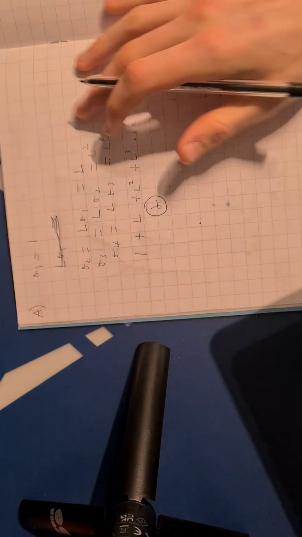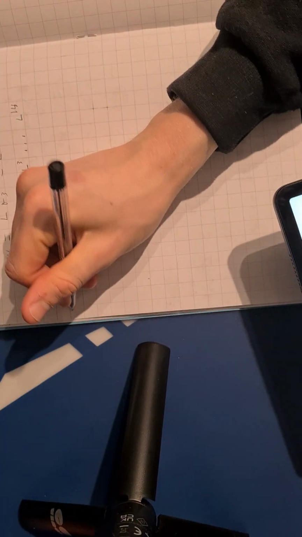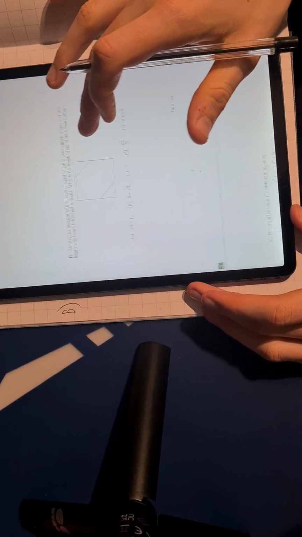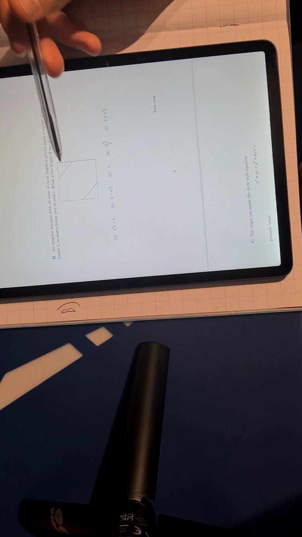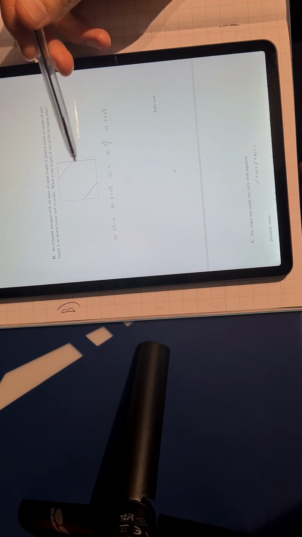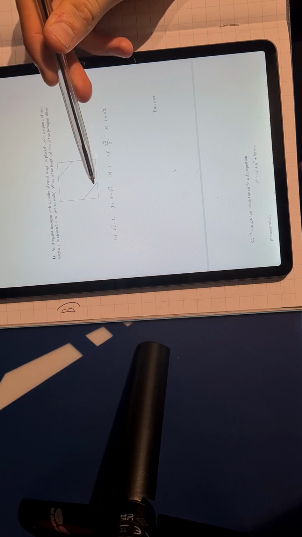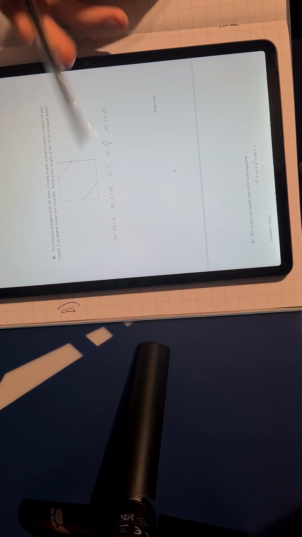Alright. Now the second one, 1B, is this here. You have an irregular hexagon with all sides of equal length placed inside a square of side length 1, as shown below, not to scale. What is the length of one of the hexagon sides? So this shape here is our hexagon. You got one side there, that's one side. One side, one side, one side, one side.